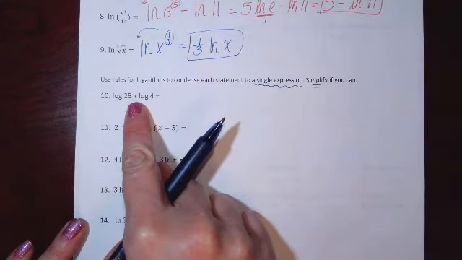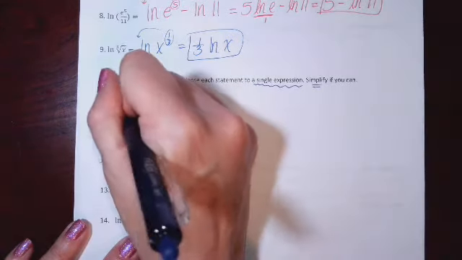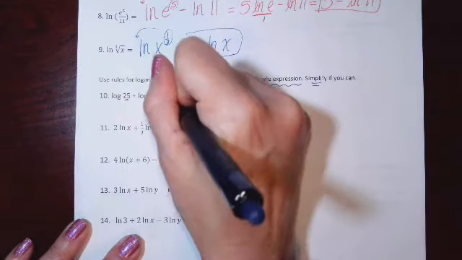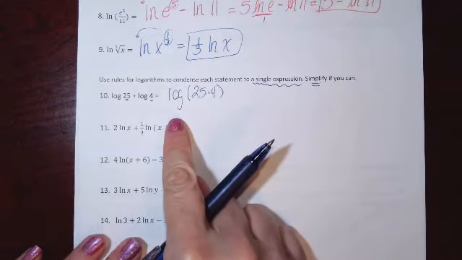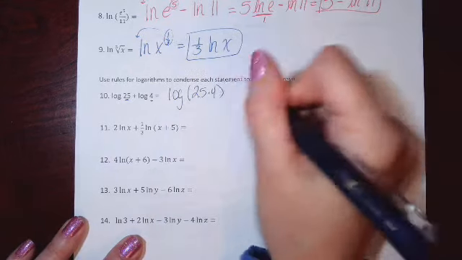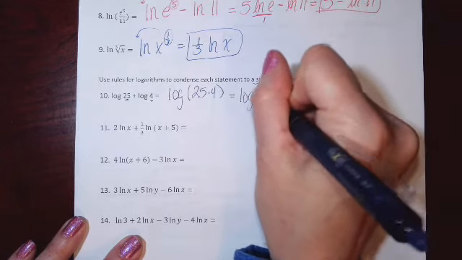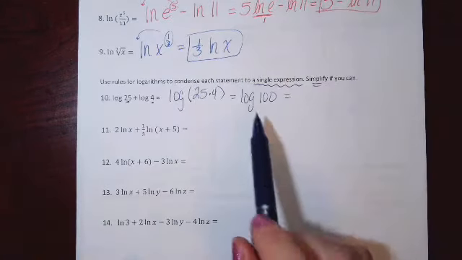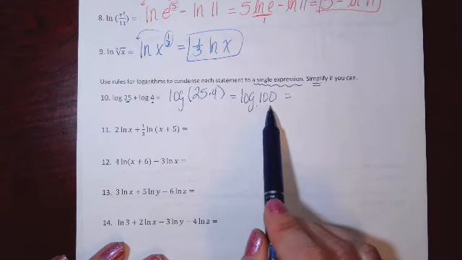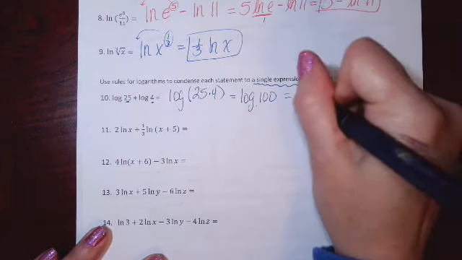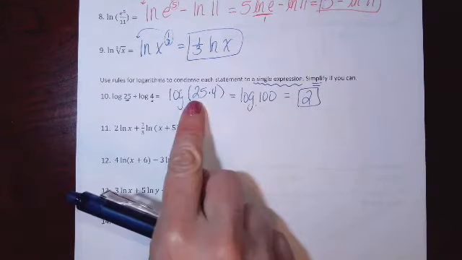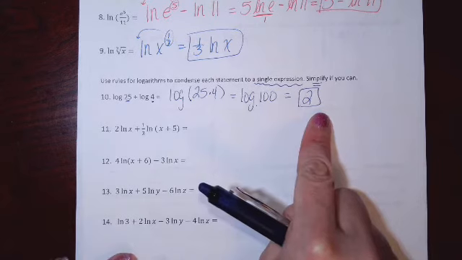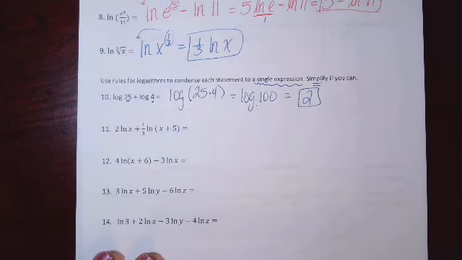Alright, I'm adding the two log statements. Addition pairs with multiplication. So I'm going to multiply the arguments together. Log of 25 times 4. Well, what's my base here? It's not written. Log, no base written, is base 10. 25 times 4 is 100. So what is the log of 100? Well, base 10. What's the exponent of 10 that gives me 100? 2. I can't simplify them when they're split apart, but when I condensed it into a single log statement, I was able to get a solution. I was able to simplify all the way down to 2.